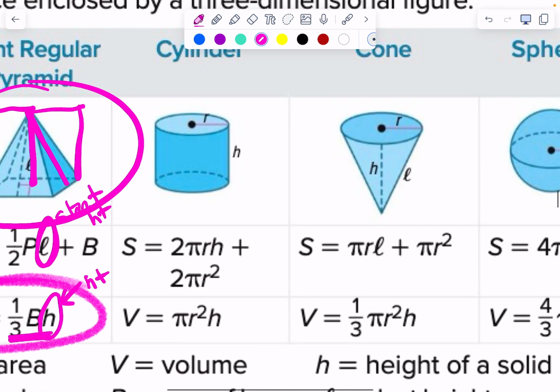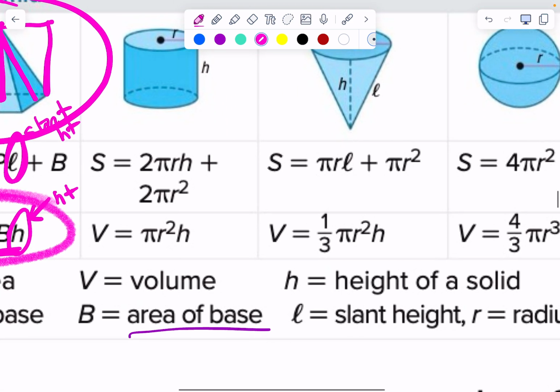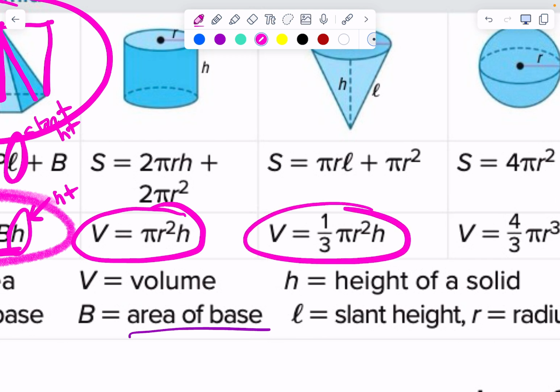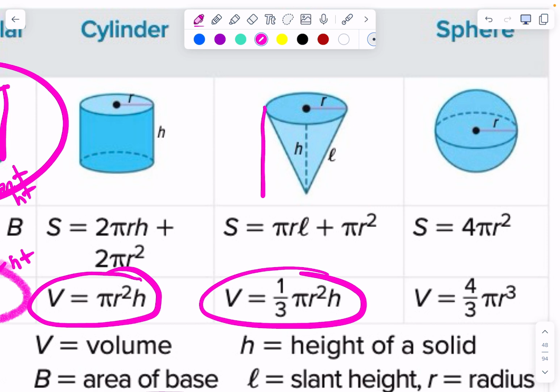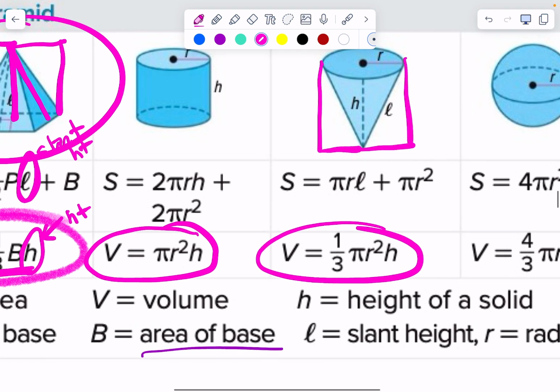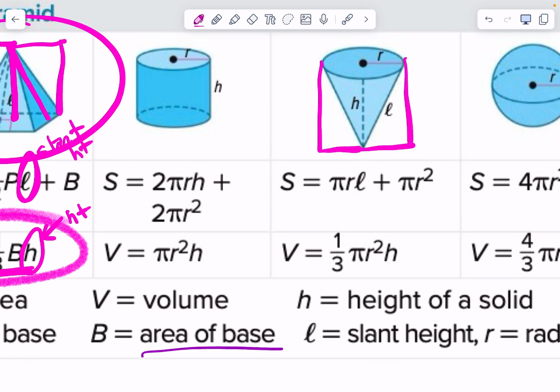All right, now I'm going to skip over to cylinder and cone. Check this out. Volume of a cylinder versus volume of a cone. Same thing. It's 1/3 because if I continue this off and make another cone on this side, another cone on this side, it will make a full cylinder. Make sense? Yeah.